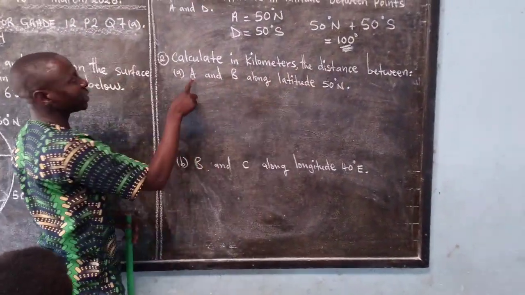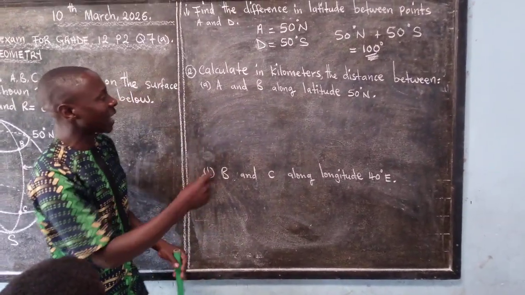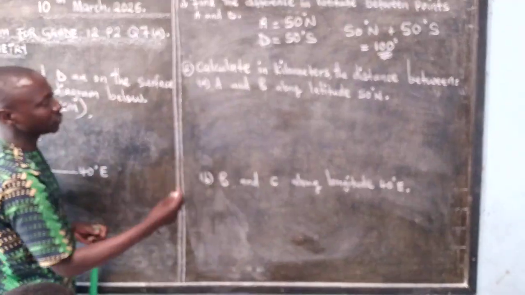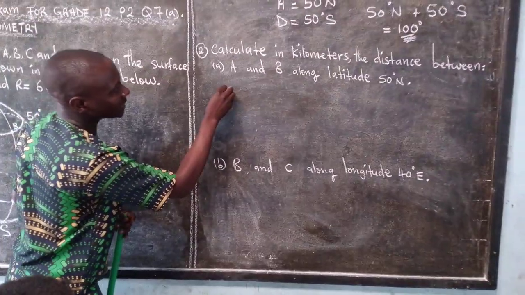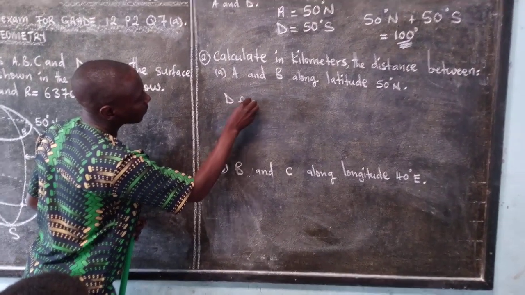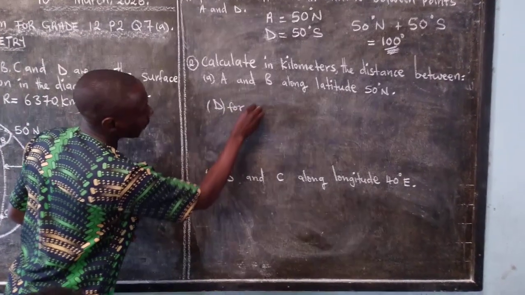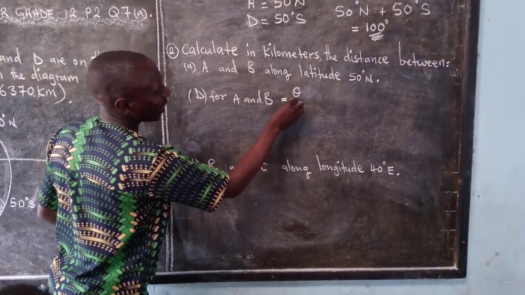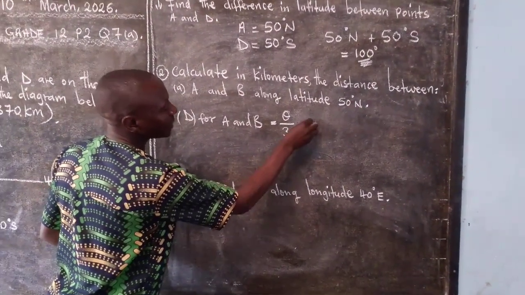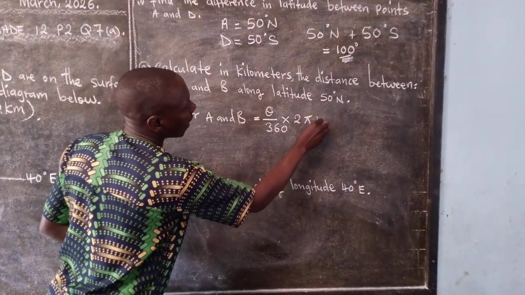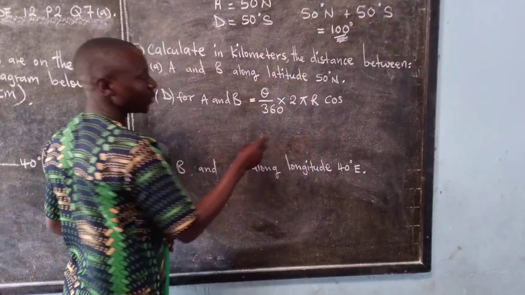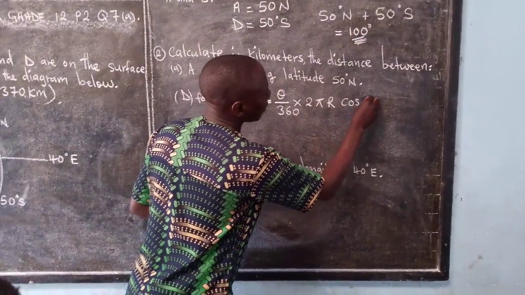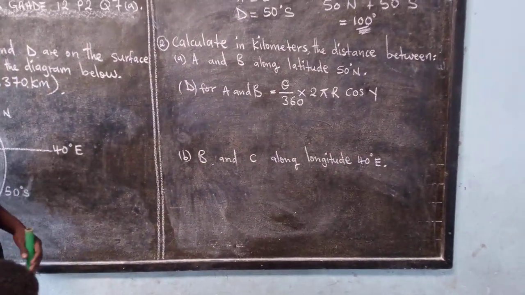So for us to find the distance between A and B, which formula are we going to use? In science, we say delta formula, but in math, we are not going to use delta formula. We are going to use another formula. The distance for point A and B is equals to theta over 360 times 2 pi r cos. You can put any letter here, any letter that you feel like. We are going to put cos y. That is the formula that we are going to use.